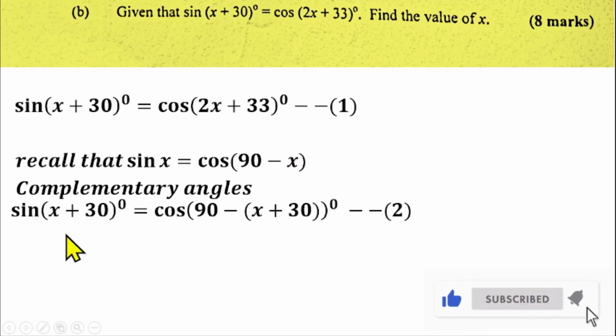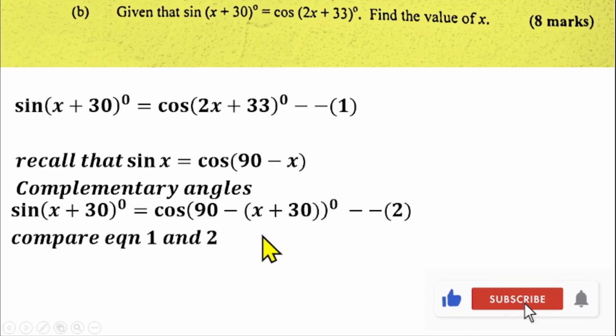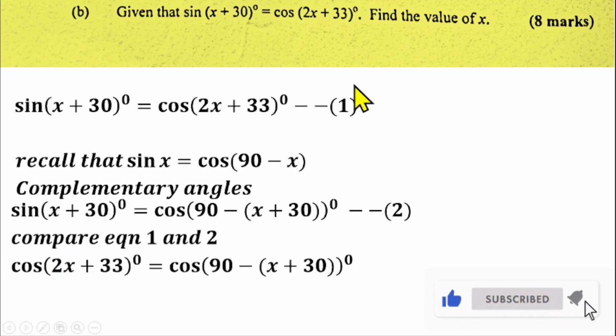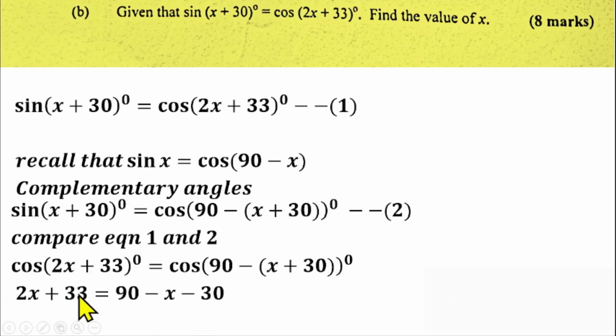So you can see that this is equal to this, and this one are equal. So this will cancel this by comparing the two equations. Then that will be left with cos of (2x plus 33) equals cos of 90 minus (x plus 30) degrees. So that's what you're going to be having. So compare equation 1 and equation 2. You will be having cos this equals cos this. Do we understand? Good. Then also cos will take care of cos here. So you'll be left with 2x plus 33 equals 90.